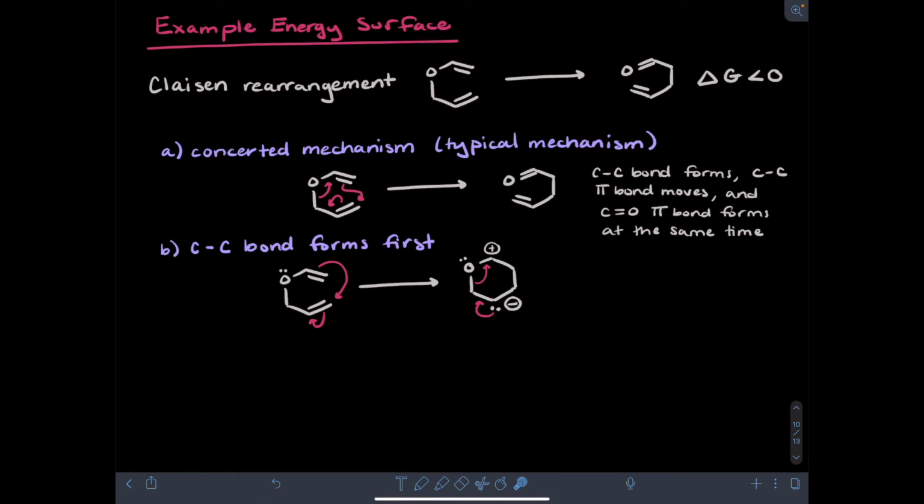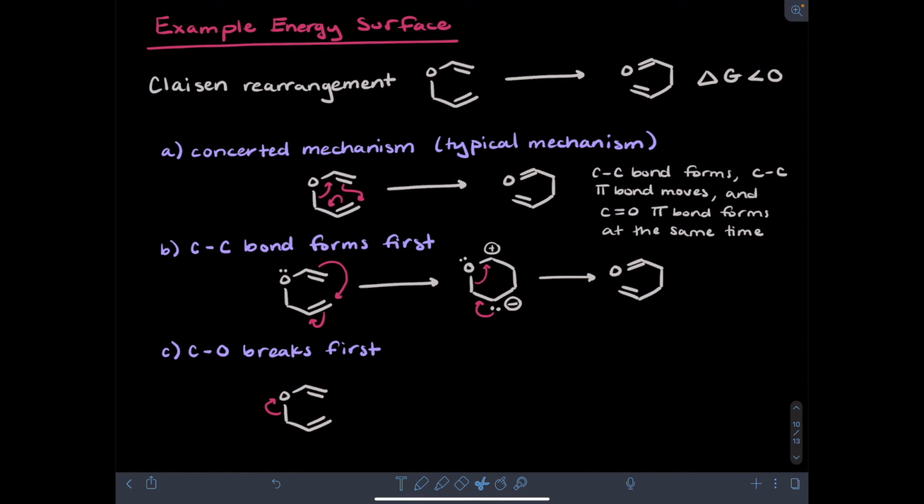Now imagine in a second step, we bring the lone pair from carbon down to form a pi bond, and take the electrons from the carbon-oxygen single bond and use them to form a pi bond. This is another way to get to the same final product as before.